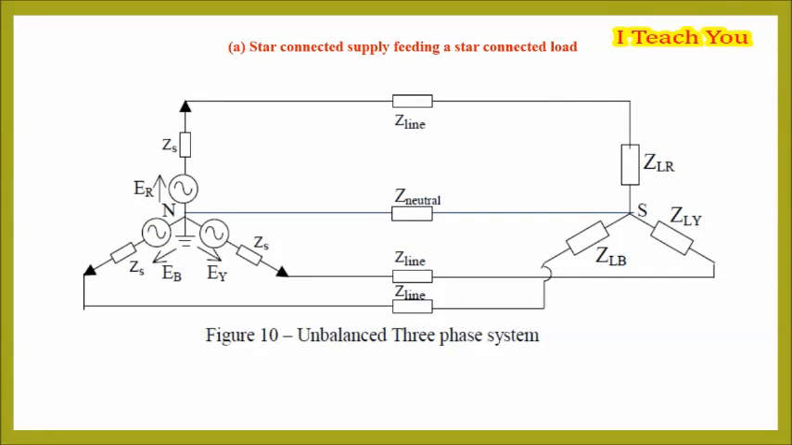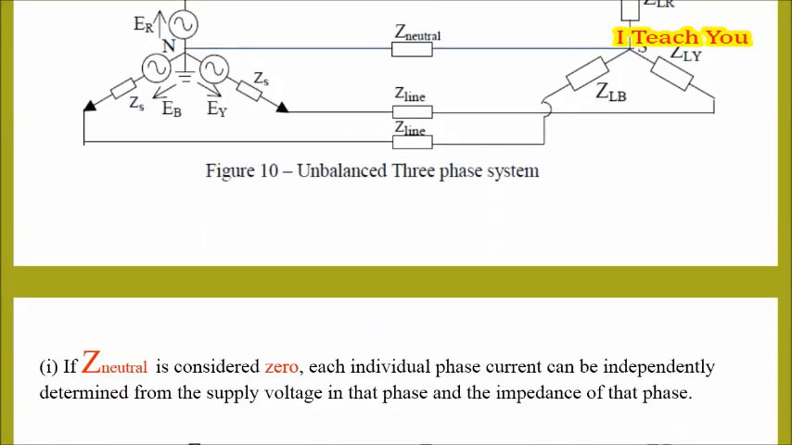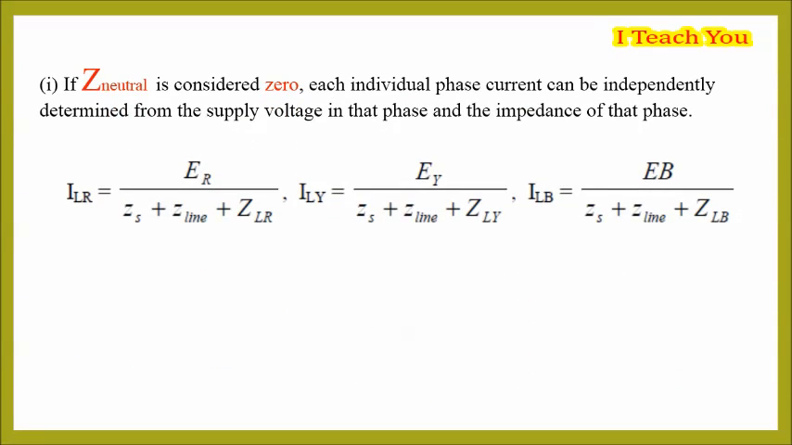Star-connected supply feeding a star-connected load. If Z neutral is considered zero, each individual phase current can be independently determined from the supply voltage in that phase and the impedance of that phase. Then the load voltages etc. can be determined.